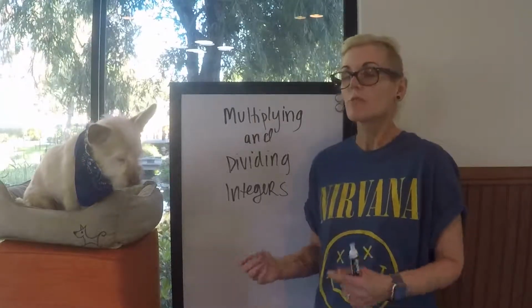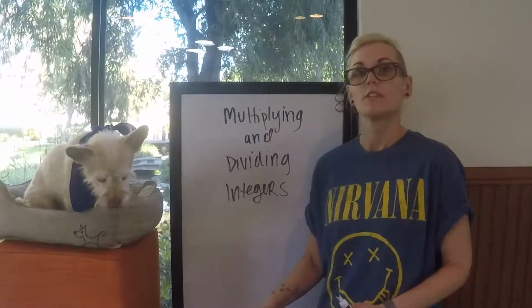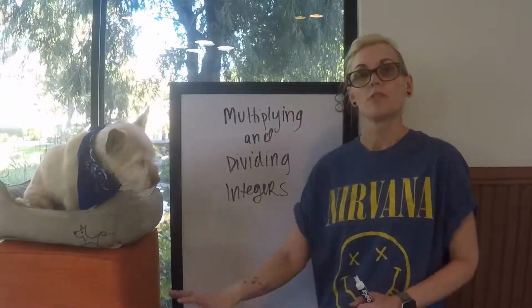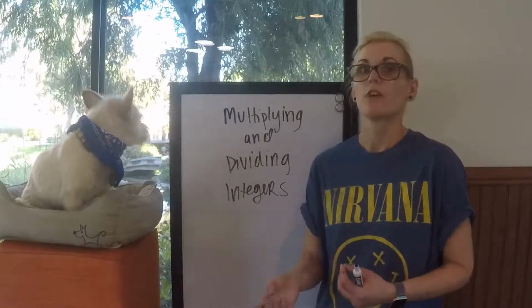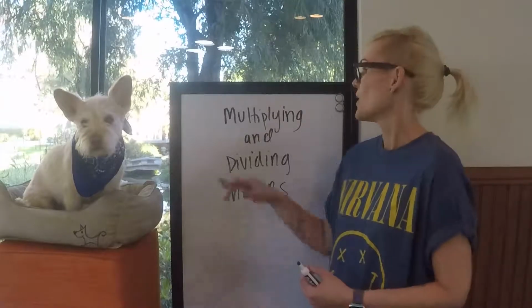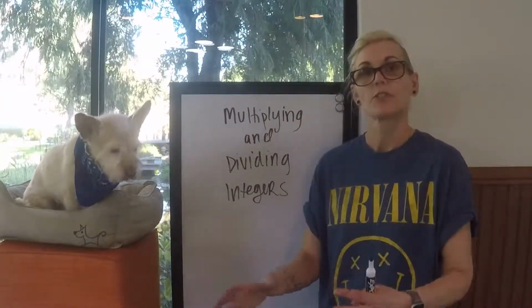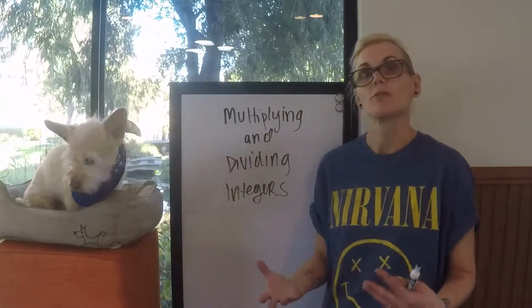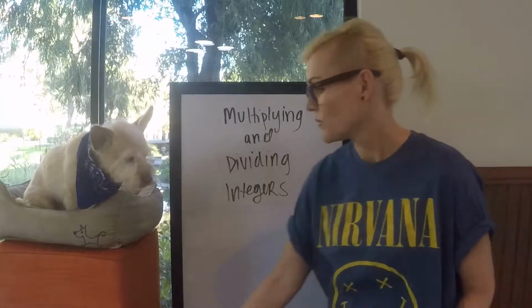So really important when we're talking about integers. When you're adding and subtracting, the rules are totally different and you have to combine the numbers first to figure out if the signs are positive or negative for your final answer. When we're multiplying and dividing, you can actually figure out the sign first before you do the arithmetic and figure out what the numbers are. So let's first talk about multiplication.